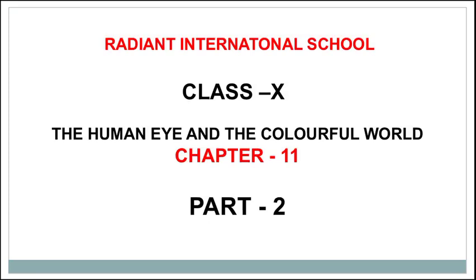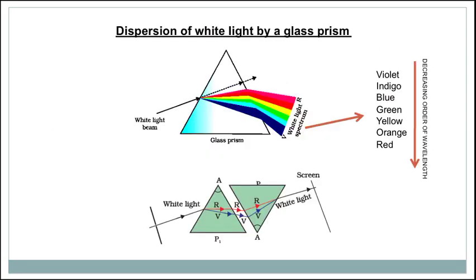Hello students, in this video I am going to explain the human eye and the colorful world, chapter 11 physics, class 10th, part 2. In part 1 I explained the parts of the human eye, defects of vision and their correction, along with cataract and its correction, that is cataract surgery. Now the second part will explain dispersion of light through a glass prism.